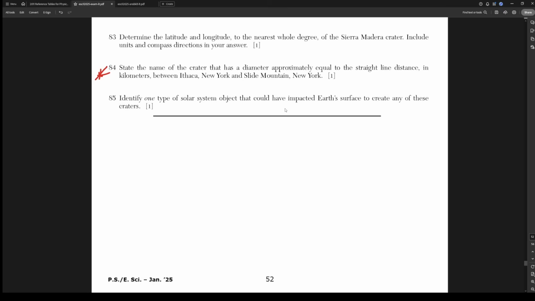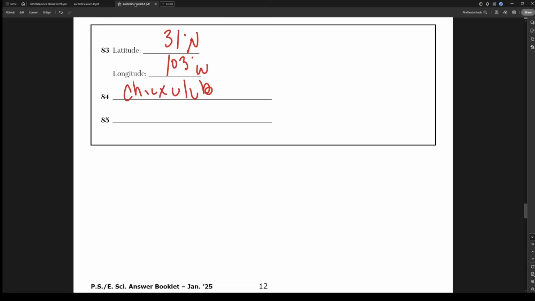Identify one type of solar system object that could have impacted the Earth's surface to create any of these. A crater. It could be like a meteor, an asteroid. I would say we'll put an asteroid, meteor, something like that. Whichever one. All right, that's all the questions. I would say there's like 3 on there.